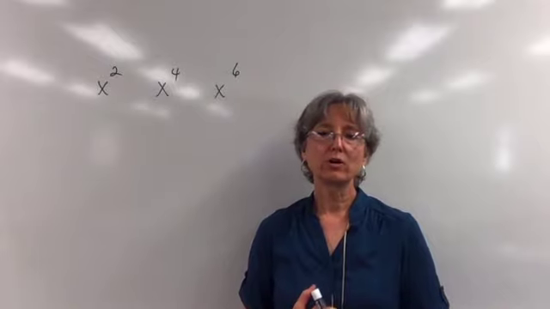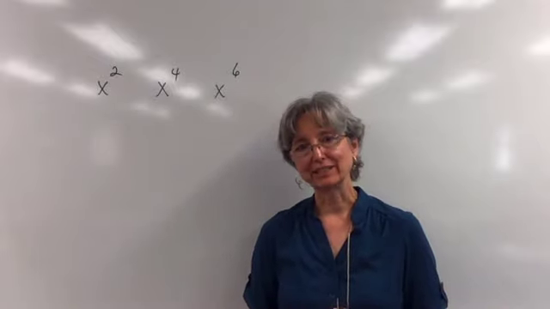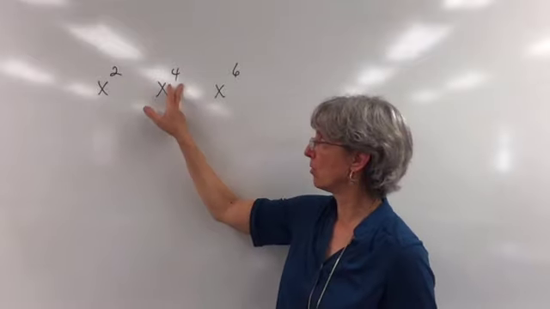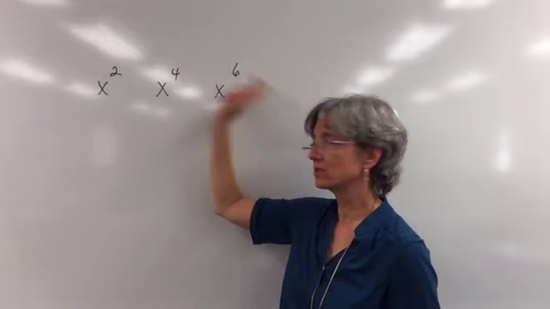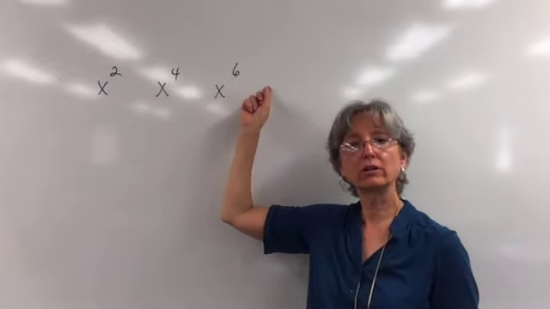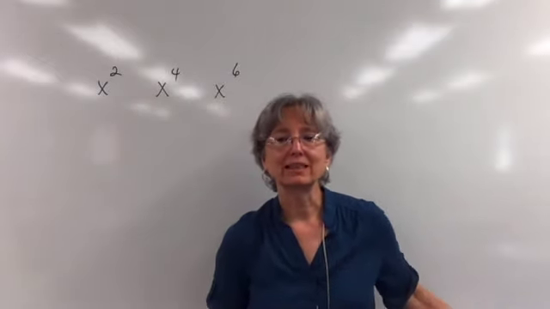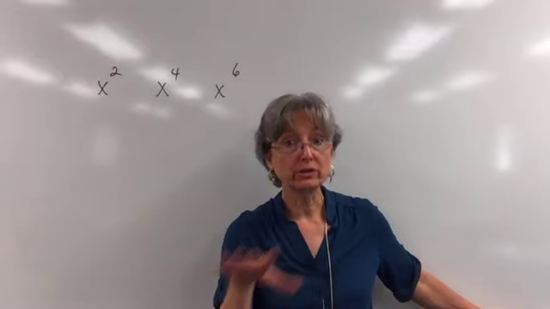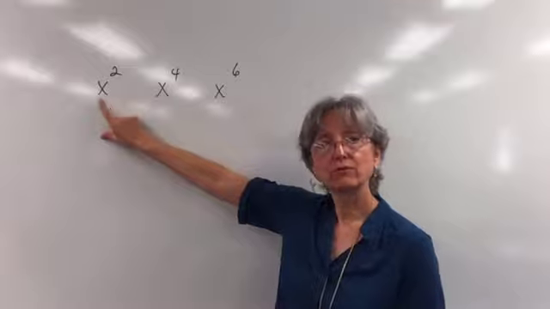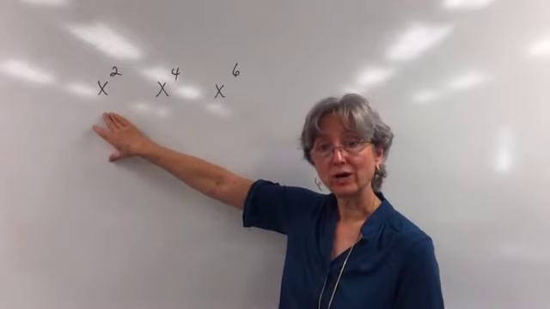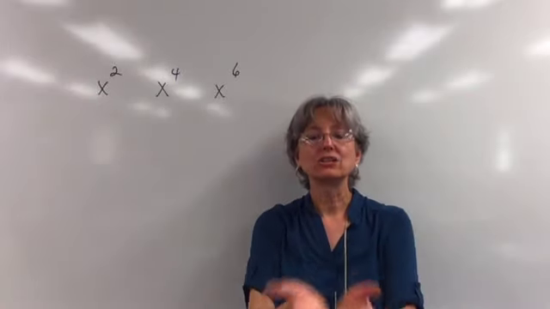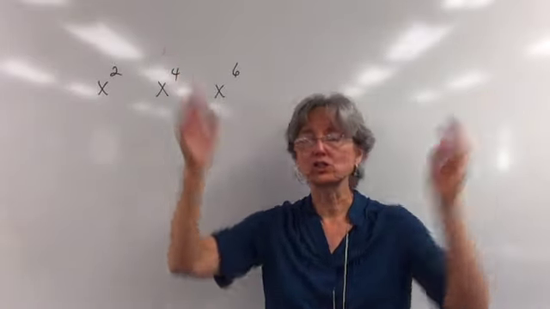If your degree is even, so it's a 2, or it's a 4, or it is a 6, so it's a quadratic, or it's a quartic, or it's a 6th degree polynomial, that means that the ends of your graph, if you put this on a graph, are going to go in the same direction. We already have graphed quadratics, so we know that quadratics form a parabola, right? The 2 ends go in the same direction.